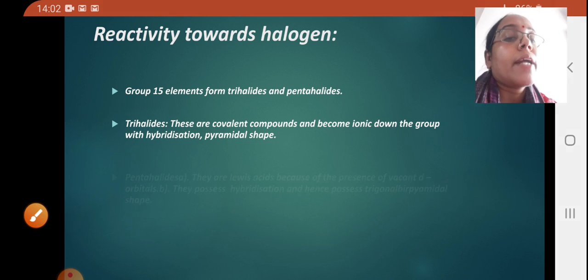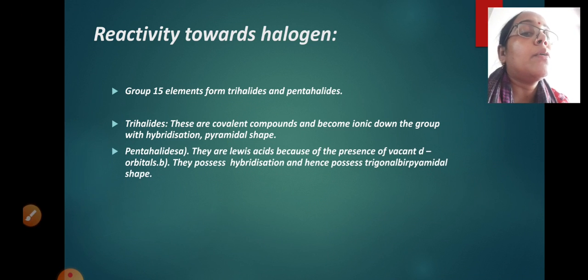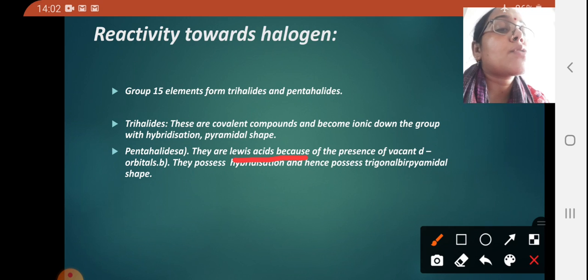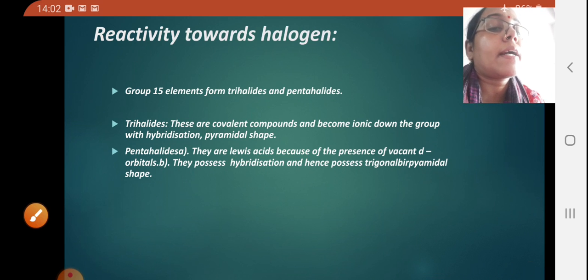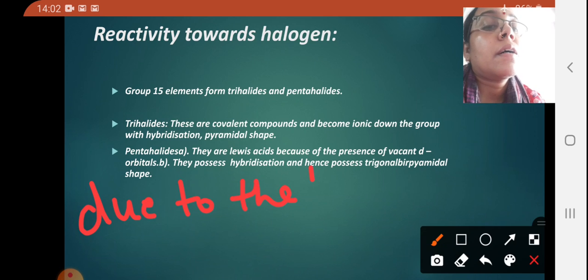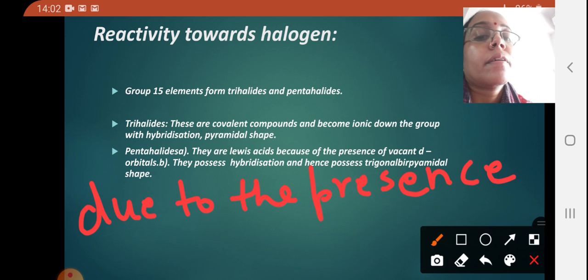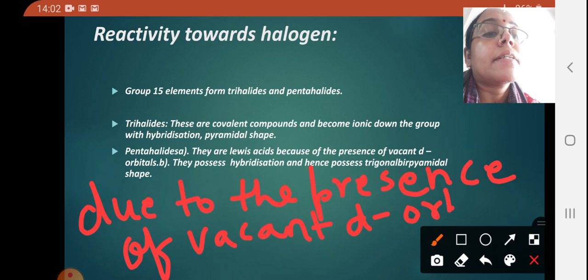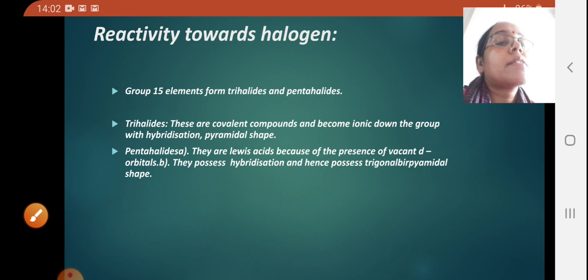Now next point, pentahalides are Lewis acids. Why? Because of the presence of vacant d orbitals. Why do they act as Lewis acids? Due to the presence of vacant d orbitals, the pentahalides act as Lewis acids.